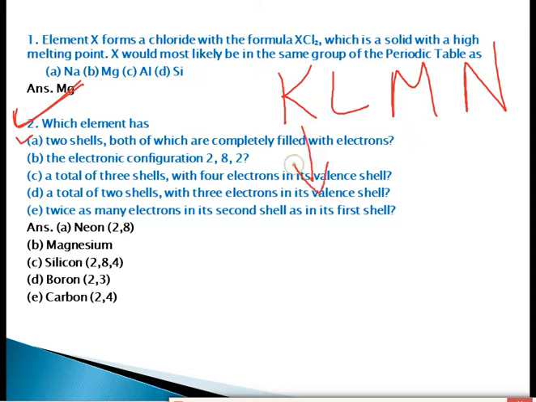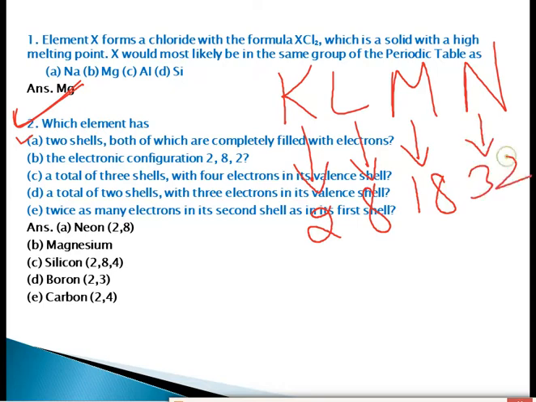In the K shell, how many electrons are there? 2 electrons. In the L shell, 8 electrons. In the M shell, 18 electrons, and in the N shell, 32 electrons. These are the maximum electrons that can be present in each shell. The K shell can accommodate only 2 electrons, the L shell 8, the M shell 18, and the N shell 32, not more than that.